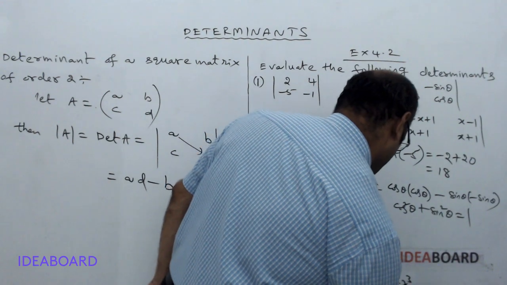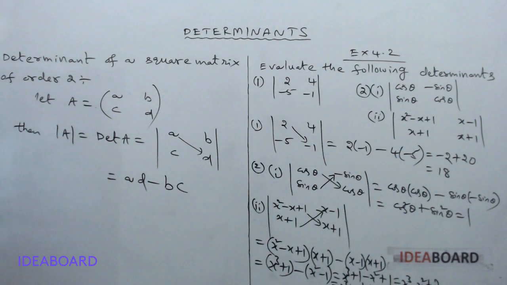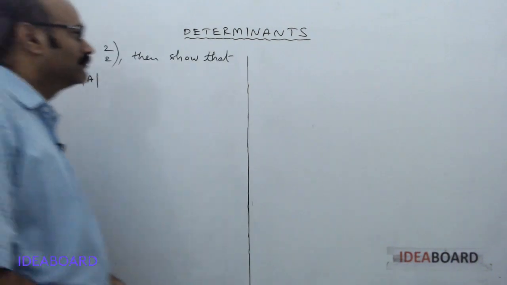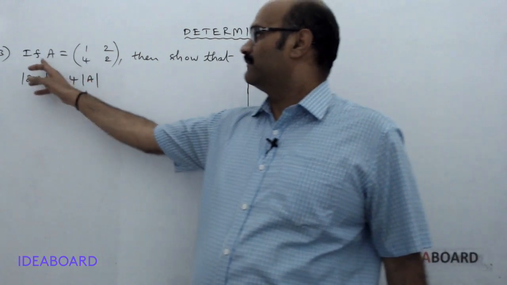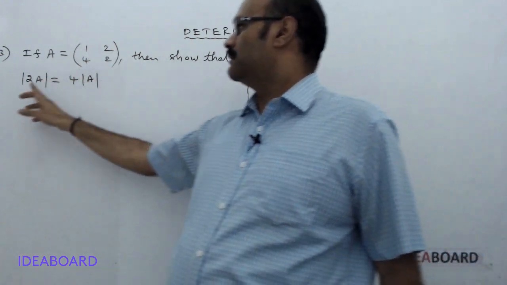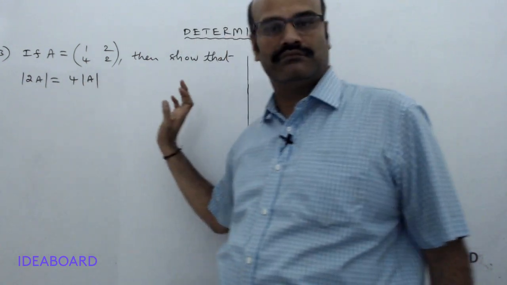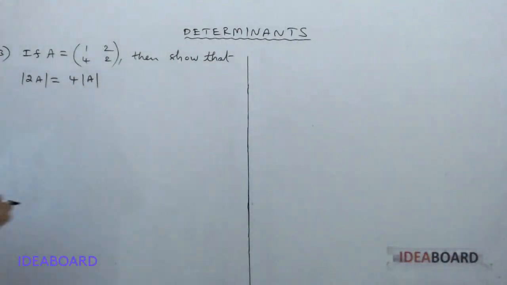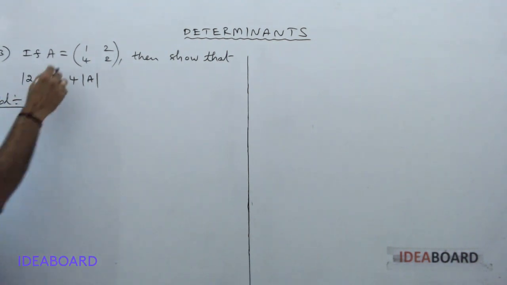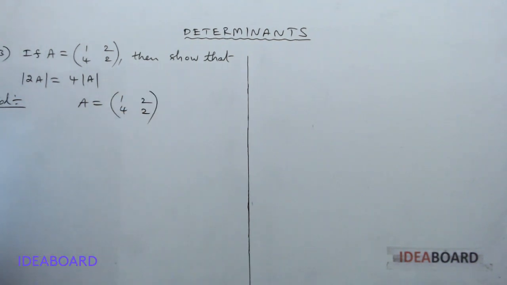x cube minus x square plus 2 is the answer. Next problem: if A equals [1, 2; 4, 2], then show that determinant of 2A equals 4 into det A. Solution: A is given by [1, 2; 4, 2].